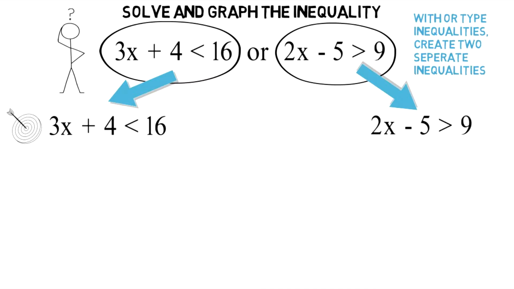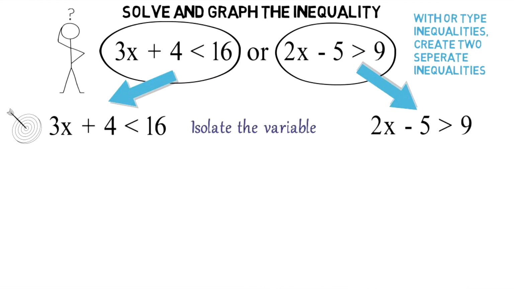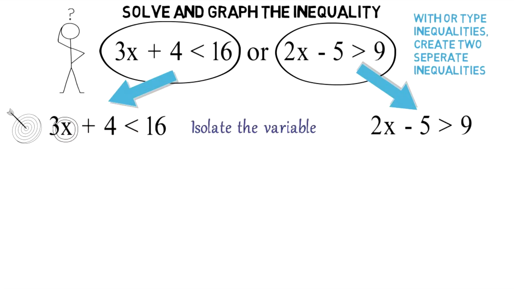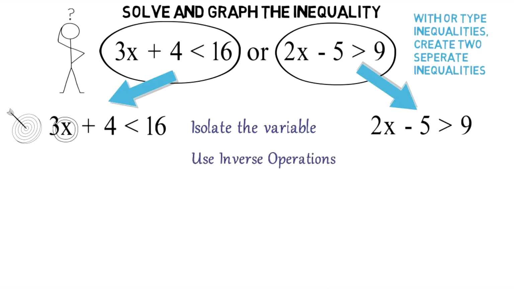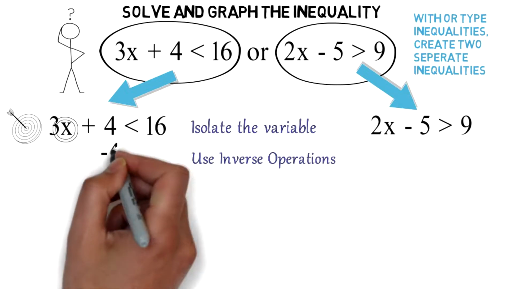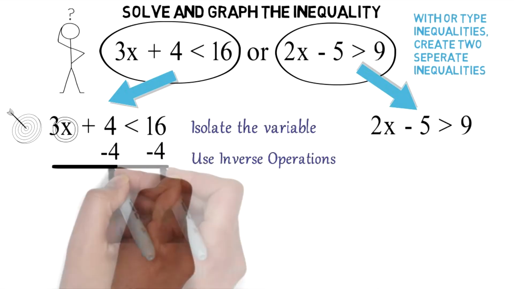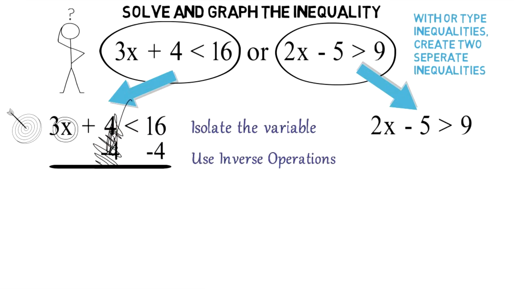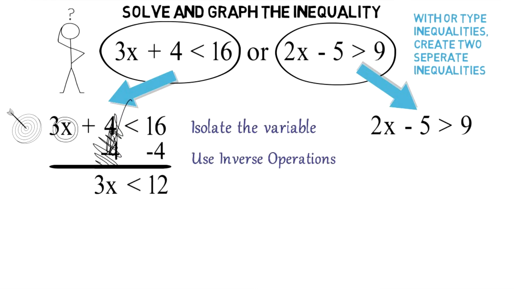So let's take a look at the first one. And remember, what's our goal here? What's our target? And that is to isolate the variable. So let's identify the variable x. And to isolate the variable, we're going to use inverse operations. So for example, we will subtract 4 from one side of the equation and then subtract 4 from the other side of the equation. Positive 4 and negative 4 will cancel each other out. And you're left with 3x is less than 12.